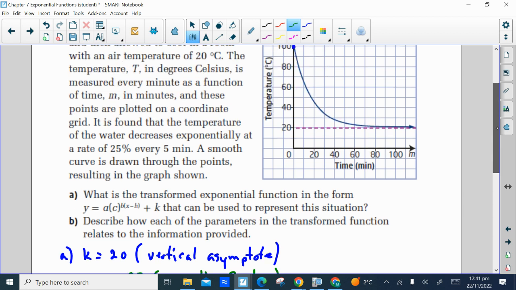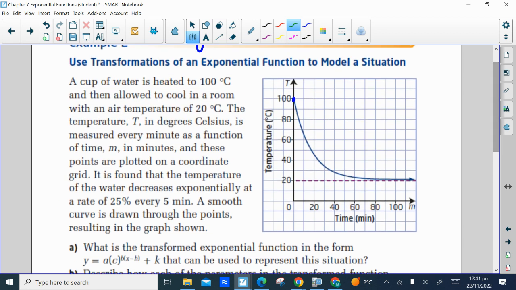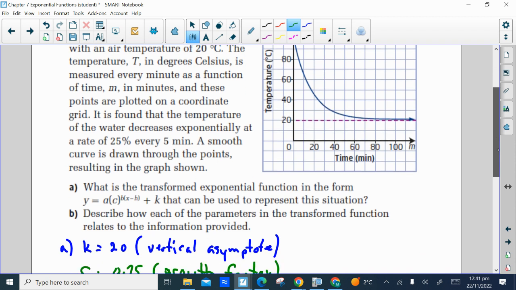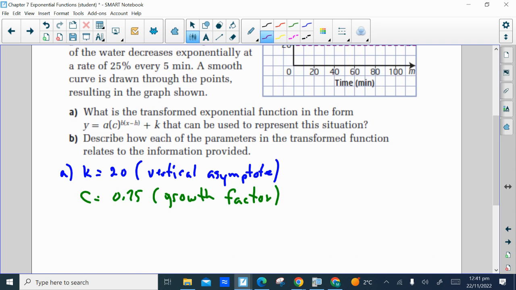If you look at the graph, it has not been shifted to the left or the right. It's starting on the t-axis, and then it's decreasing. That's another reason why our base has to be between 0 and 1, because it's a decreasing function. And we got our base to be 0.75, so it fits that. And again, this graph starts on the t-axis, so therefore it has not been shifted left or right, so our h value will be 0. h equals 0 because there is no horizontal shift.